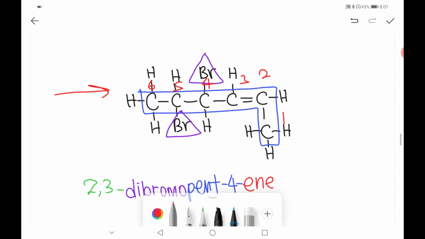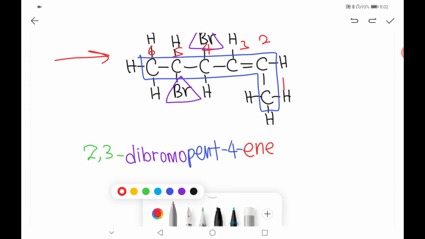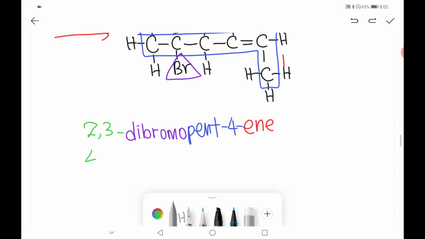So as you can see, now the branch is on carbon number 4 and the branch is on carbon number 5. So if you have two numbers, just put a comma. Yeah. So the name you can copy back. This is di, this is bromo, and this is pen, and this is ene.